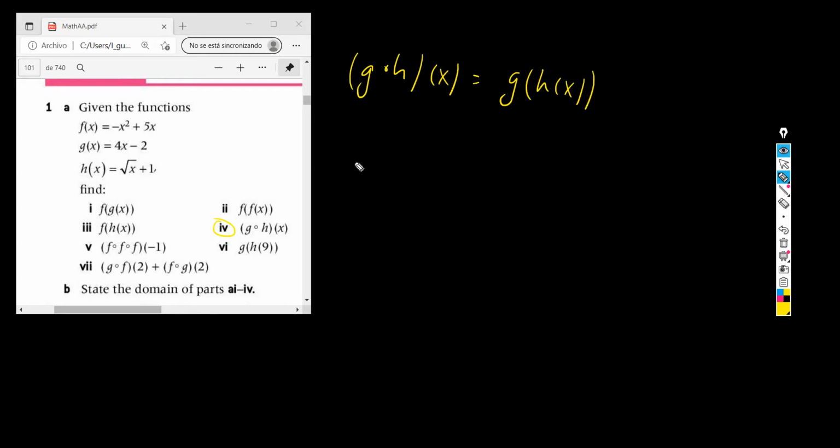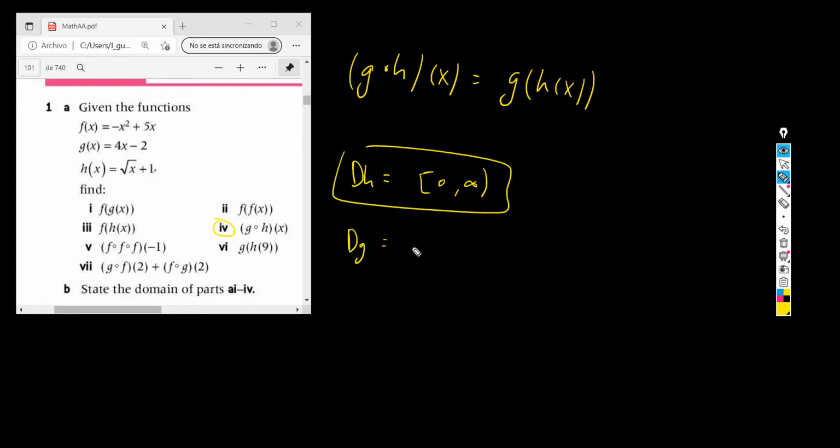Why? Because you can understand first this. What is the domain of h? Let's calculate the domain of h independently of g. Let's calculate these two domains independently. The domain of h is from 0 to infinity, right? Because since h of x is equal to the square root of x, I cannot give any negative value. That's why this is the domain of h. The domain of g, though, is all the real numbers, no problem in here.